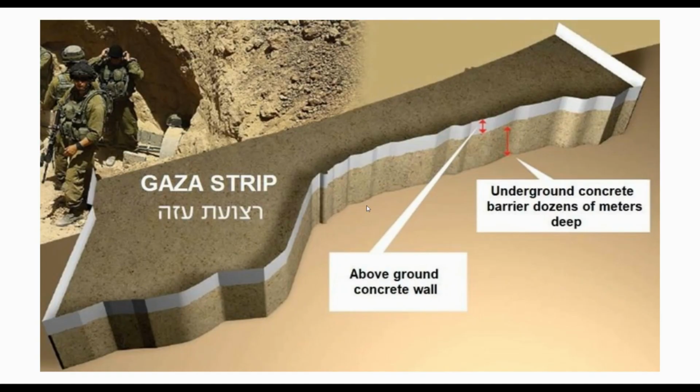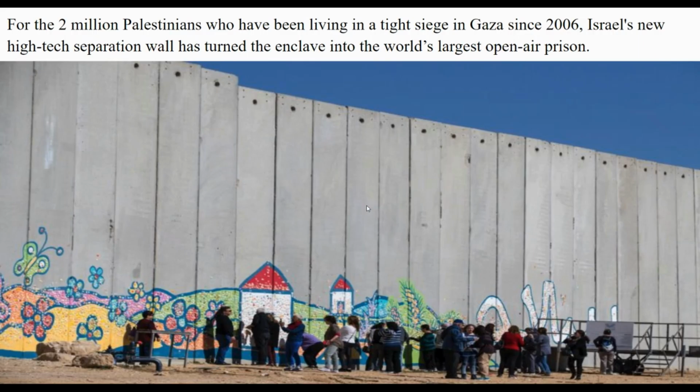Here is another map for you to understand how deep the wall the Israelis built is. As you can see, an underground concrete barrier, dozens of meters deep, and an above-ground concrete wall. So, for the more than 2 million Palestinians who have been living under tight siege in Gaza since 2006, Israel's new high-tech separation wall has turned the enclave into the world's largest open-air prison.